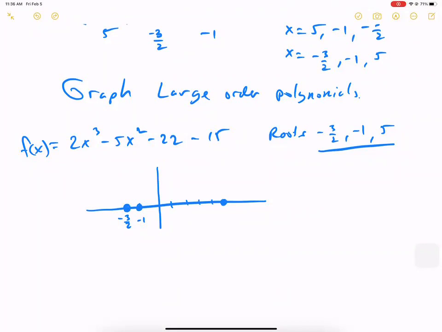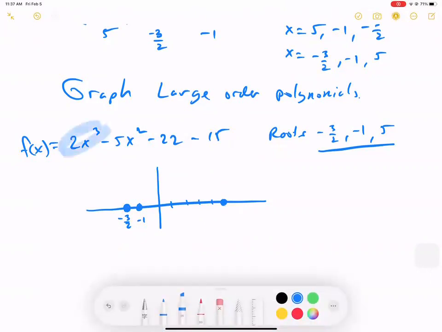Now, we need some hints. Are we going to start from the negative or are we going to start from the positive? We're going to start from the positive. Where are we going to start? And is it really going to cost me that much more work? And it's not. So here is today's lesson. Now that we've graphed the roots, we need some hints. And the hint is this part, my leading coefficient, my leading term.